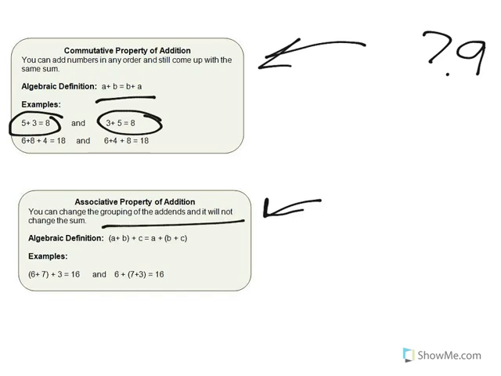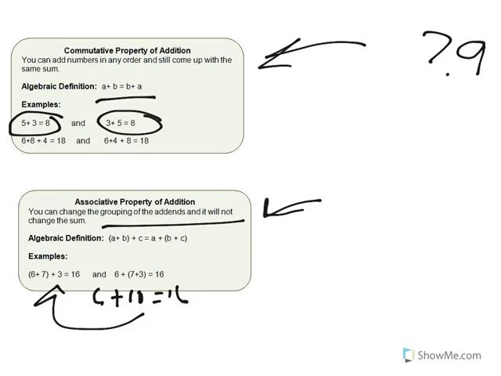All you're going to do is switch where you put your parentheses. So 6 plus 7 is 13, plus 3 is 16. If I do 7, and you always do parentheses first, so 7 plus 3 is 10, plus my 6, I still get my 16. So either way, it still gave you the same answer. That is what we're dealing with.